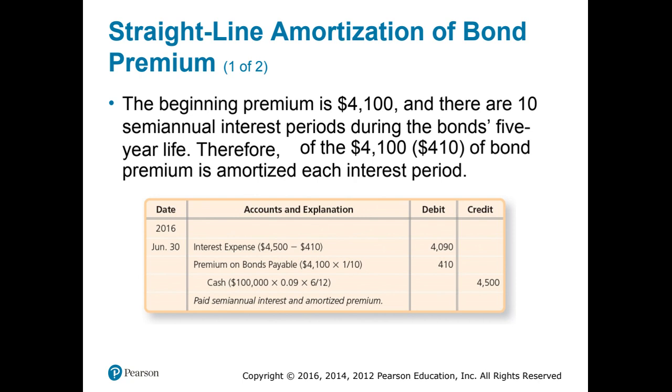For cash, we take the value, which is 100,000, times the interest, which is 9%, times the time, and it's semi-annual, so that means it's 6 months out of a year. So we're going to use 6/12 for this one.